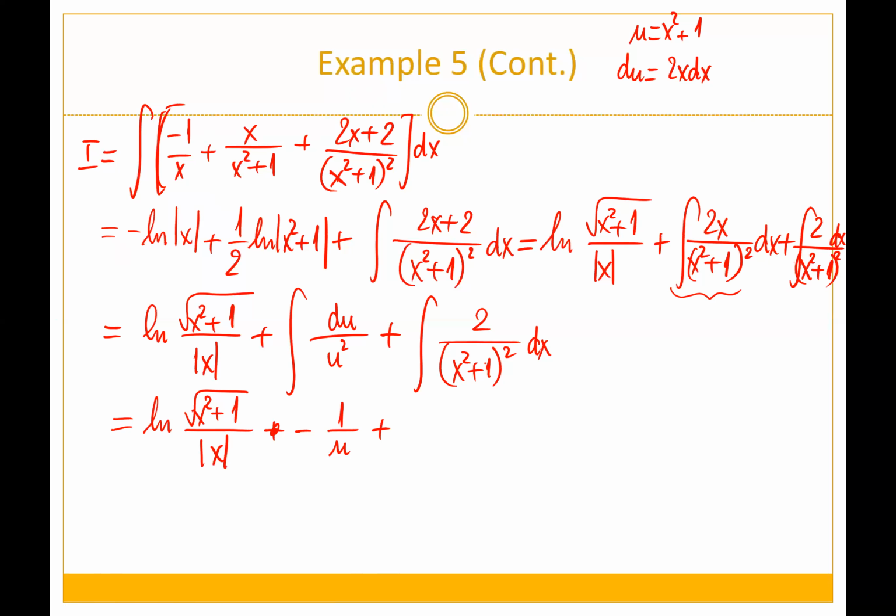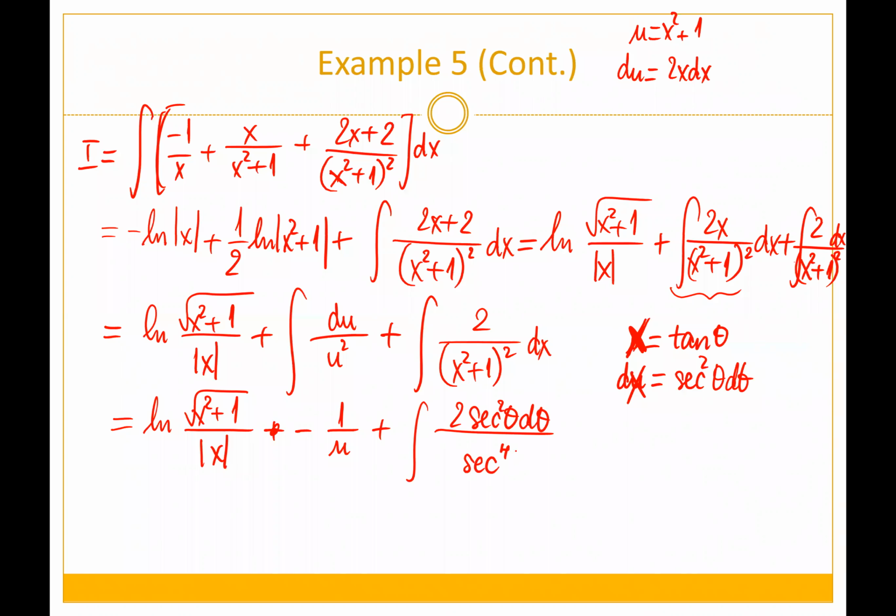So you have x squared plus 1. The substitution that you're going to use is that you're going to put x as tangent of theta. So dx is going to be secant squared theta d theta. And so what we have here is 2 secant squared theta d theta. And in the denominator, you have tangent squared plus 1, squared. So it's going to be secant squared, and then you square again. So it's going to be secant fourth theta.